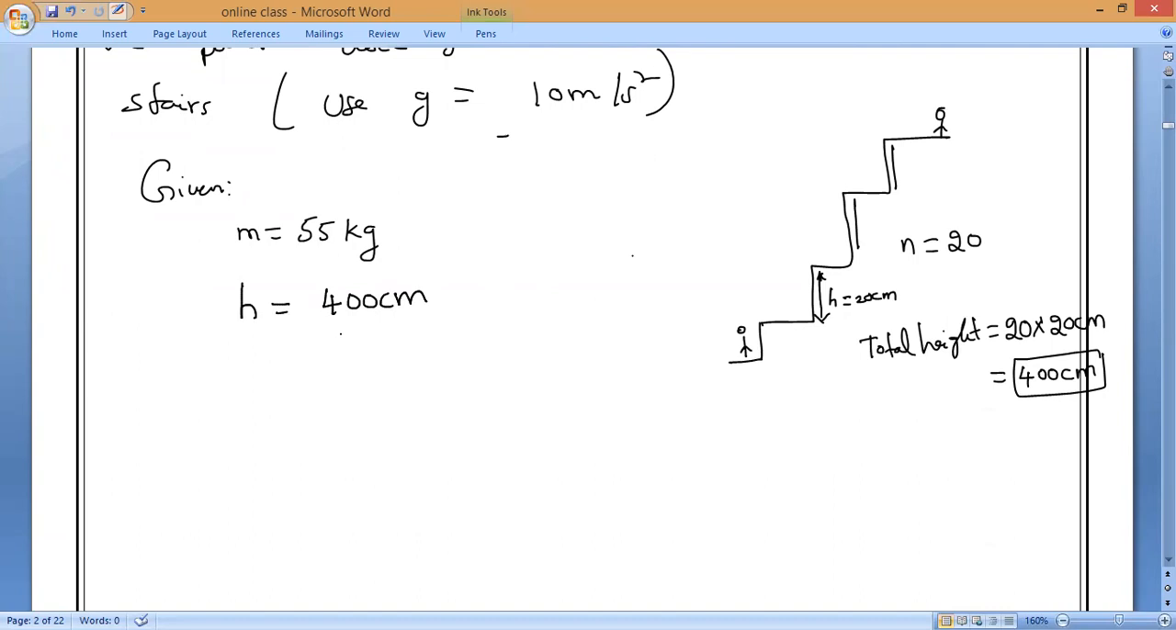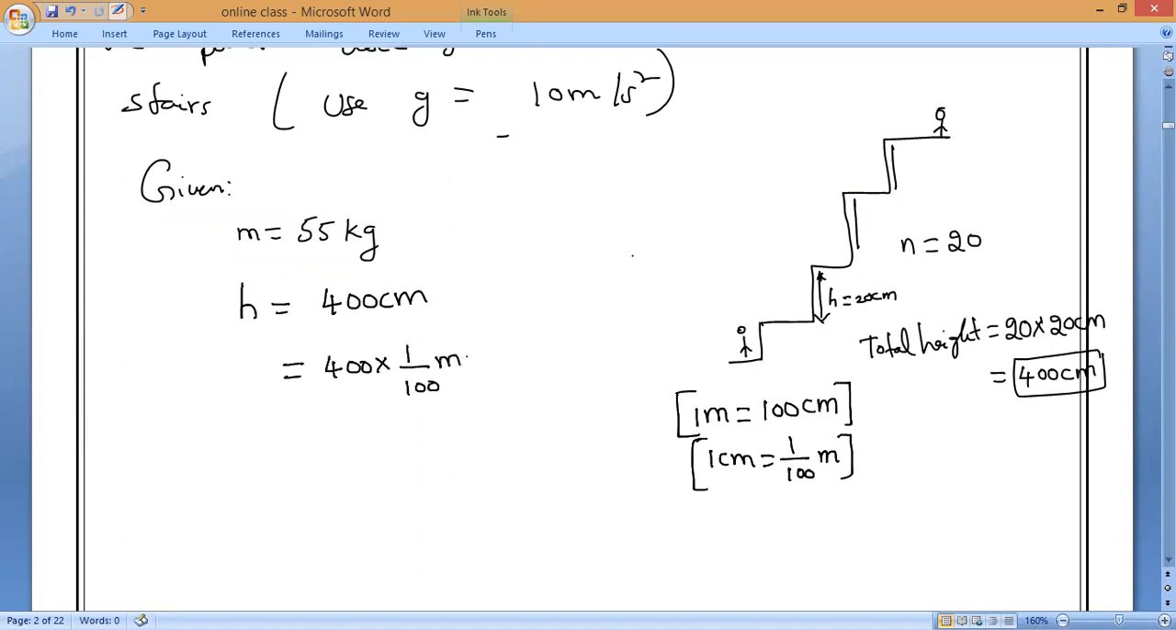But we must make it into what? Meters. So we all know 1 meter is equals to how many centimeters? 100 centimeter. From that, 1 centimeter is equals to 1 by 100 meters. Now solving, which is equals to 400 into 1 by 100 meters. Is it right or wrong?